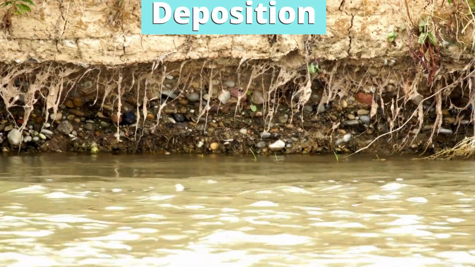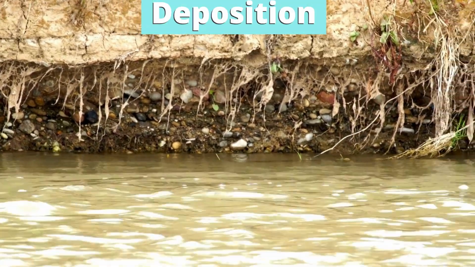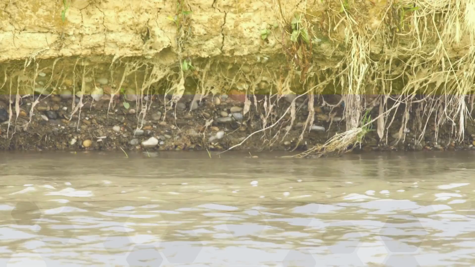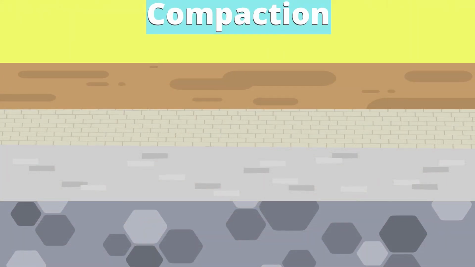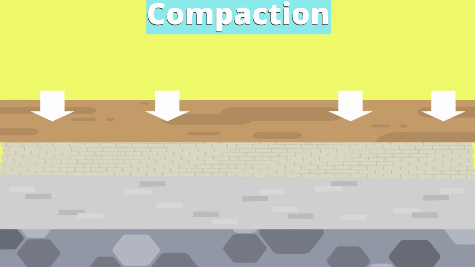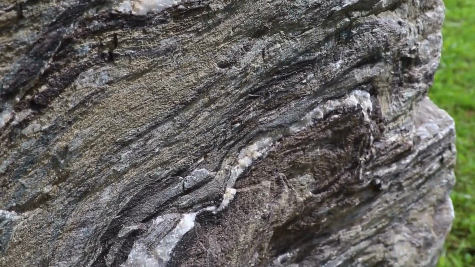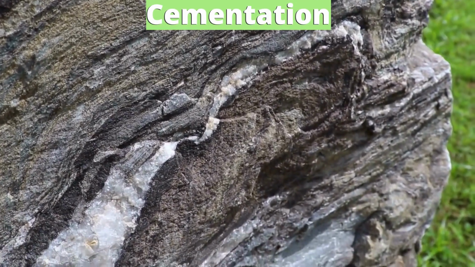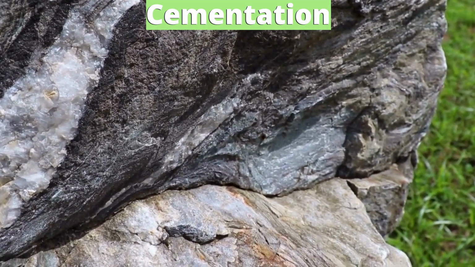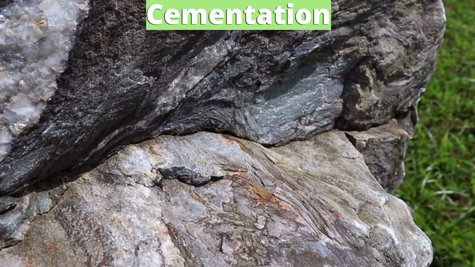We then discussed deposition, which occurs when these sediments settle and build up in layers after the transporting forces slow down. As more layers accumulate, the weight of the upper layers causes sediments below to be pressed tightly together in a process called compaction. Finally, we learned about cementation, where minerals dissolved in water seep into the compacted layers, binding the particles together to form solid sedimentary rocks.